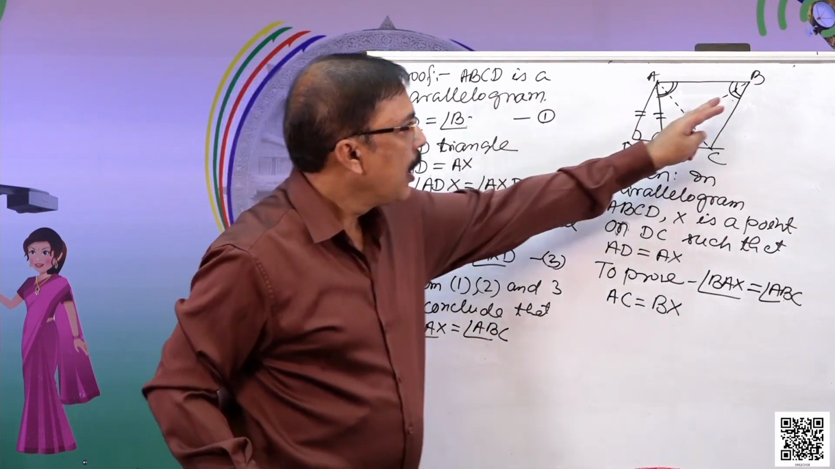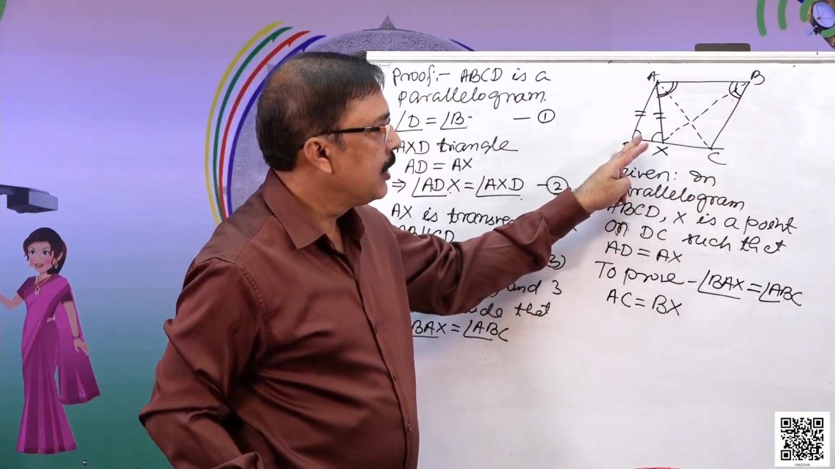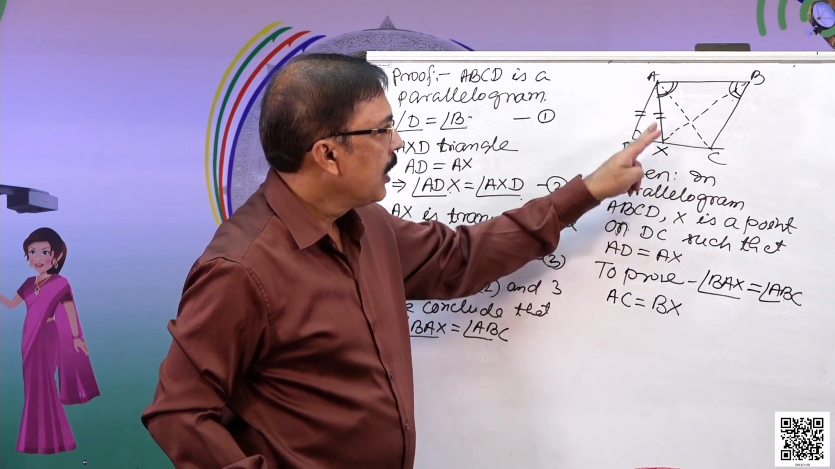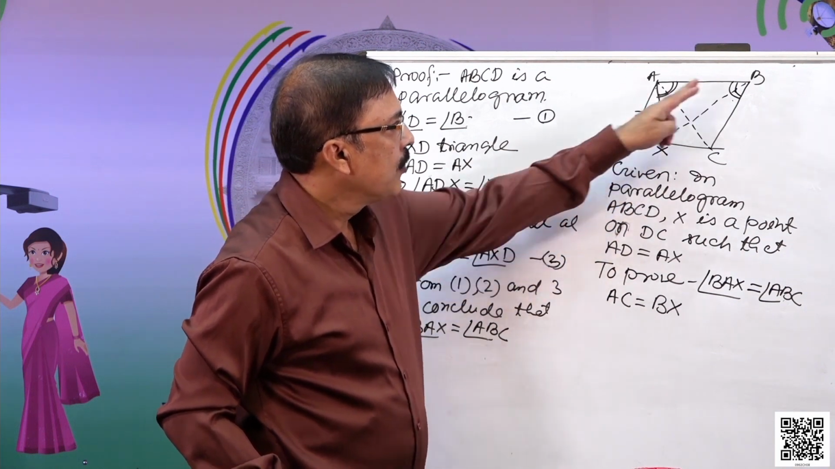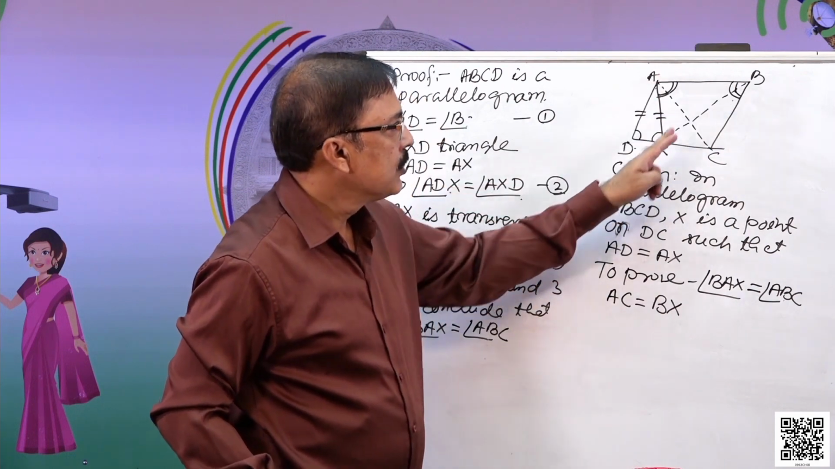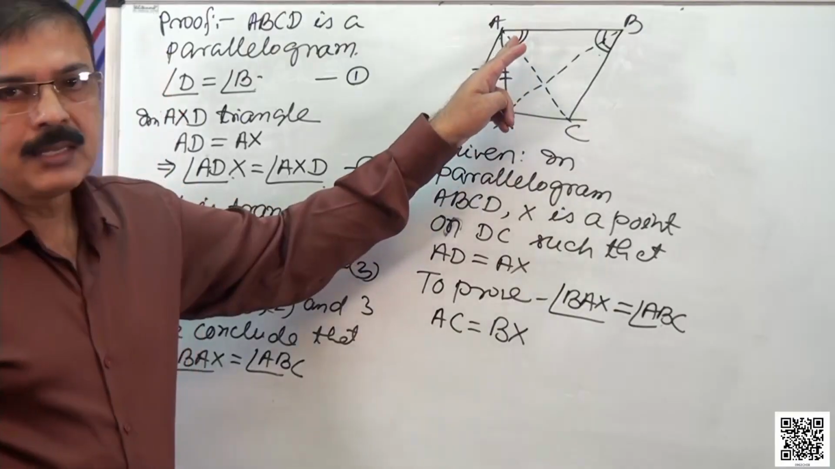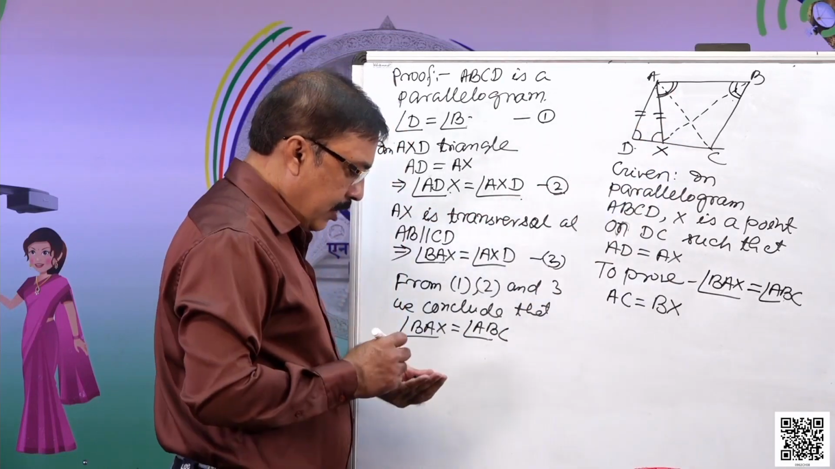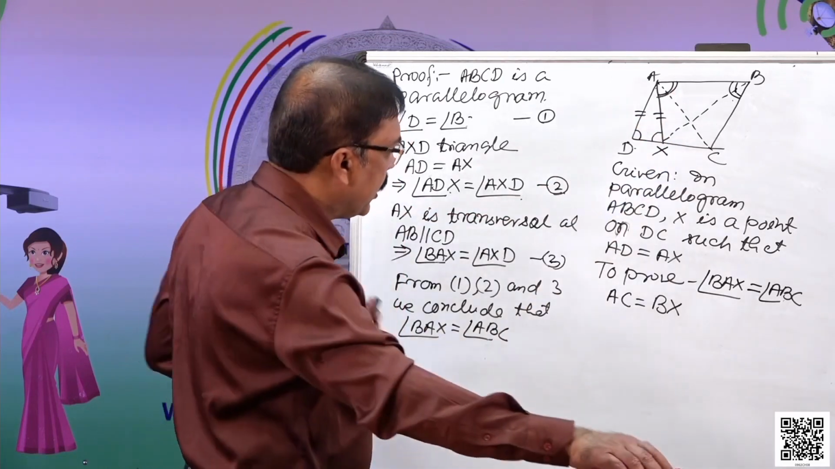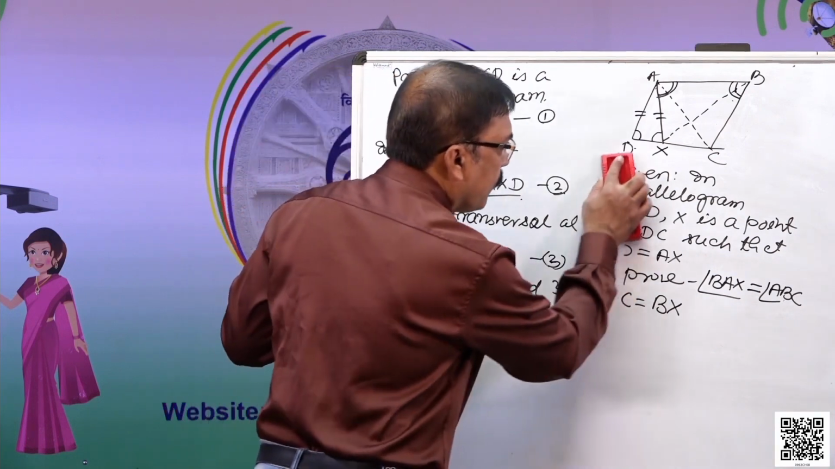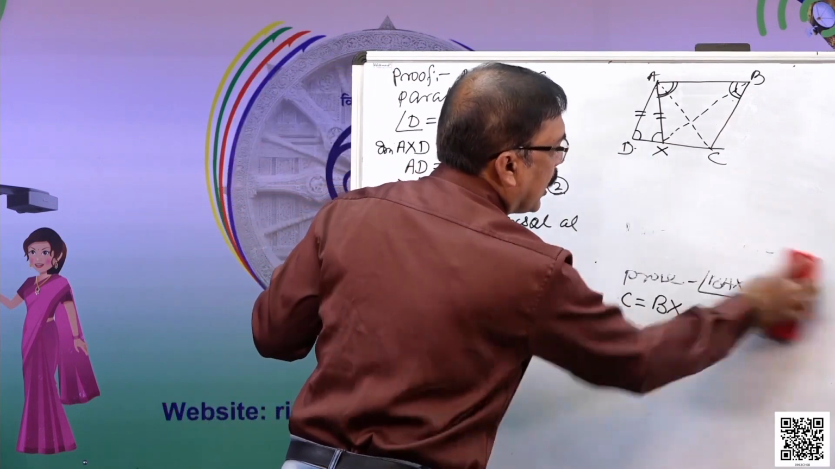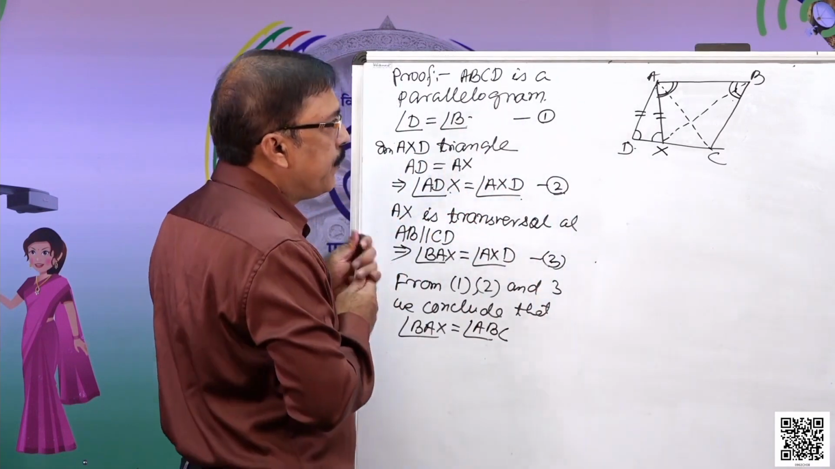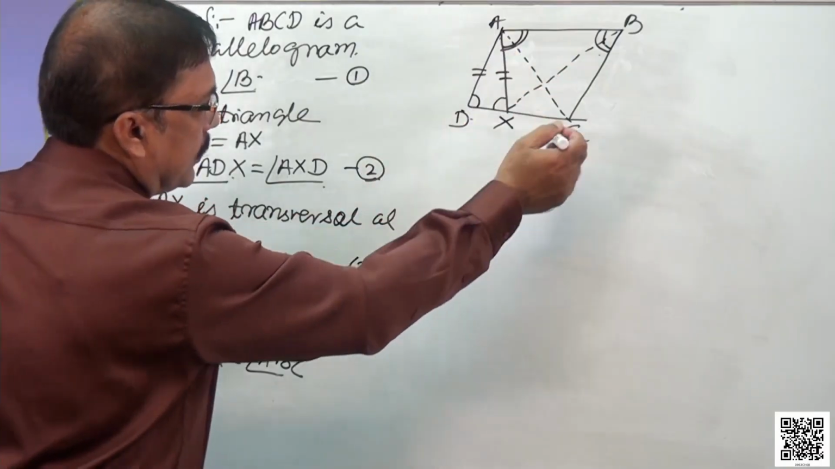You see, angle B is equal to angle D, angle D is equal to angle AXD, and AXD is equal to BAX. So angle B is equal to angle BAX. Now using this, we can prove the congruent triangles to show BX equal to AC.